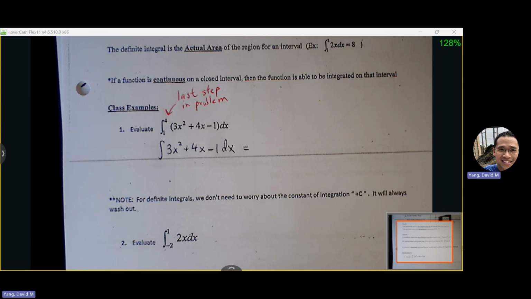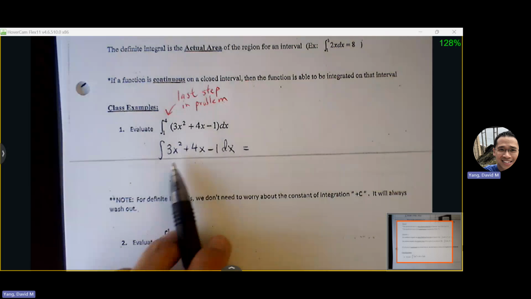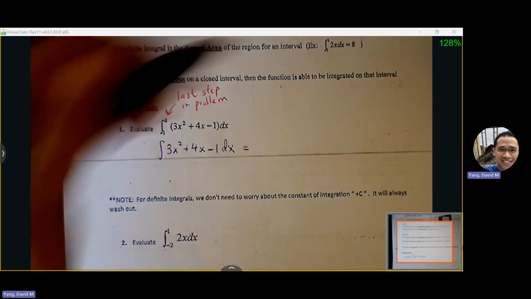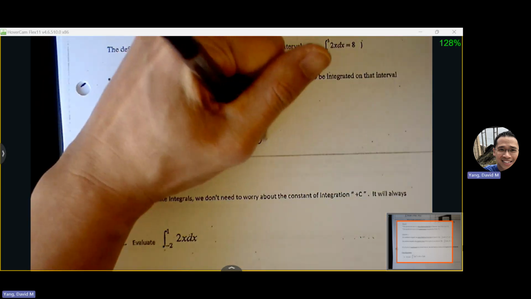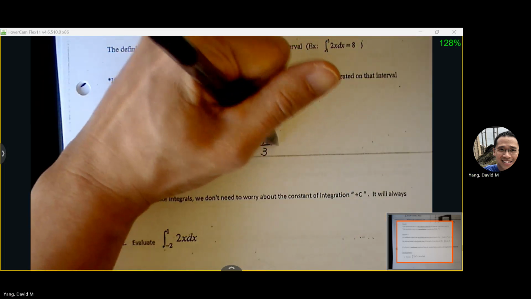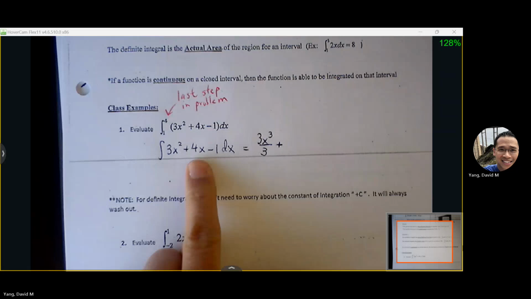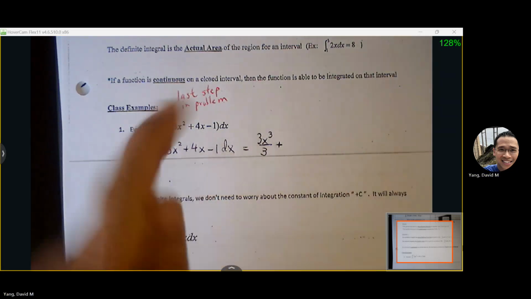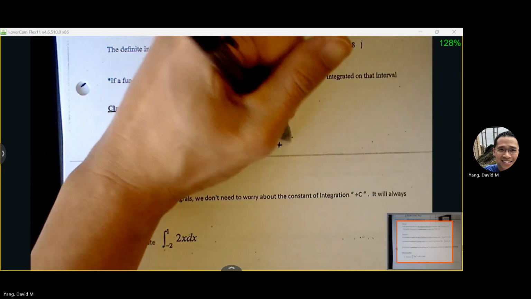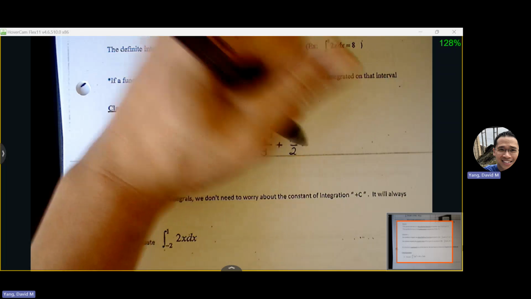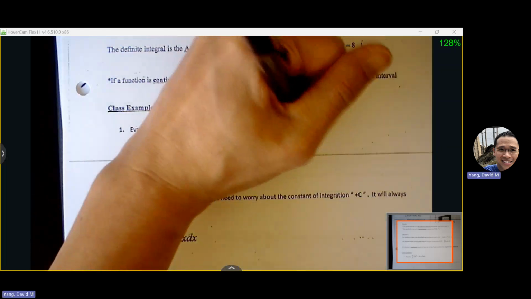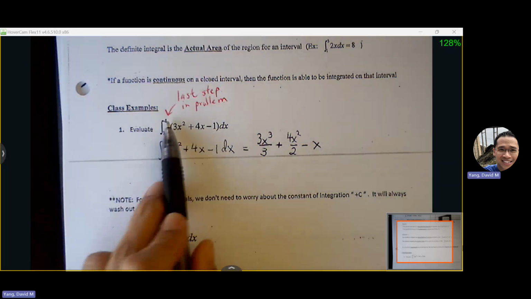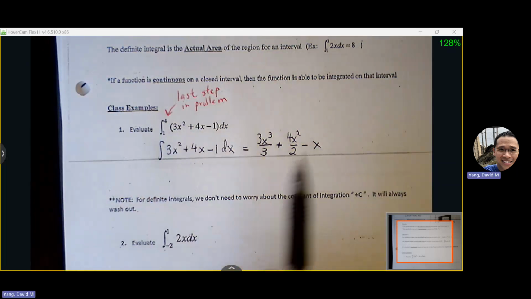So it looks like we can just go through power rule. Every term can have the power rule applied there. So we add 1 to the exponent. 3x squared becomes what? I'll clean this up later. 4x becomes 4x squared over 2. The 1 becomes x.